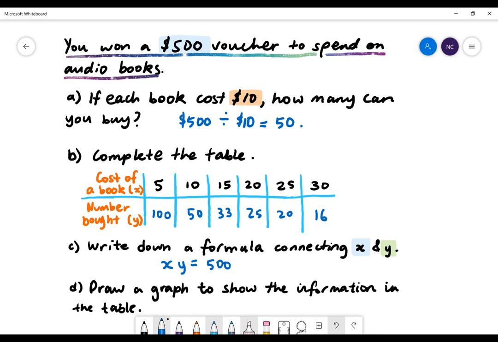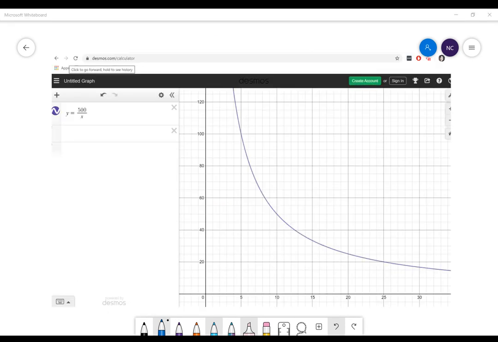D. Draw a graph to show the information in the table. Your x values need to range from 5 to 30, and your y values need to go from 0 all the way up to 100. We can use decimals to visualize the equation xy is equal to 500. We'll first need to rearrange the formula to make y the subject to get y is equal to 500 divided by x. After you use your table of values, draw a smooth curve to connect your points. You should notice that as x increases, y decreases, and vice versa.